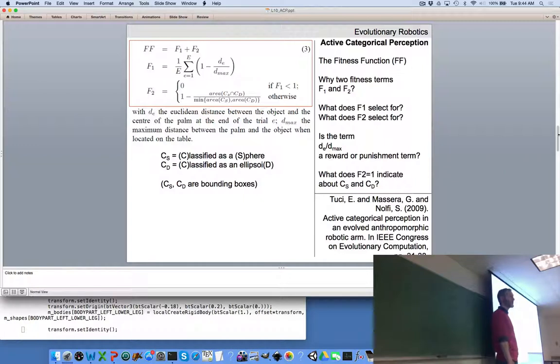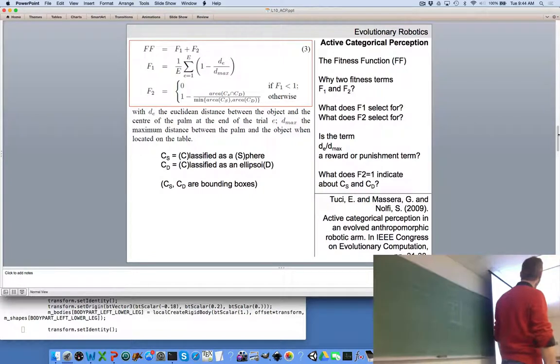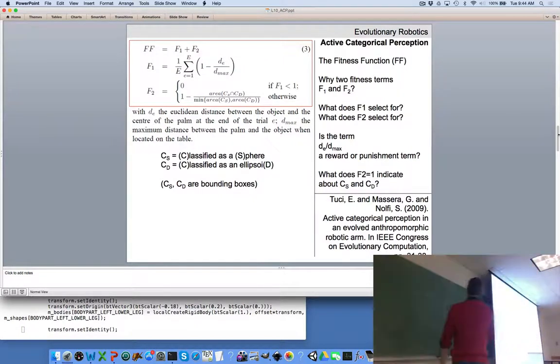Can anyone walk me through the intuition of F2 here? It's based on what you were saying. What's the idea here? Let's work from the inside out. This is the intersection between C sub S and C sub D. So how much are these two blocks overlapping? In this cartoon here, here's the intersection between C sub S and C sub D. We're taking that area and dividing it by the minimum of the area of either C sub S or C sub D. Take the overall area of these two and take the minimum and put that on the denominator.